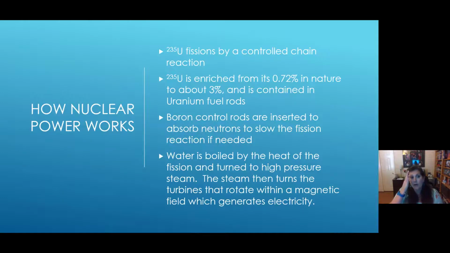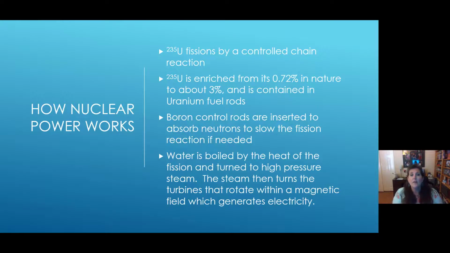How do nuclear power plants work? Again, we need the 235 uranium, which will fission by a controlled chain reaction. Not letting it go and letting it explode. We don't have critical mass. It's going to be controlled.